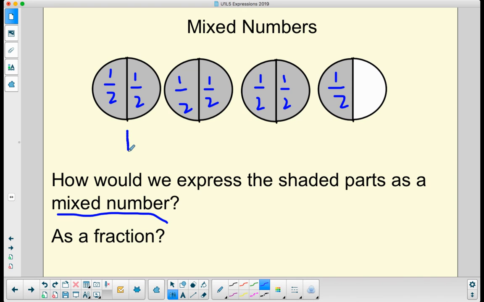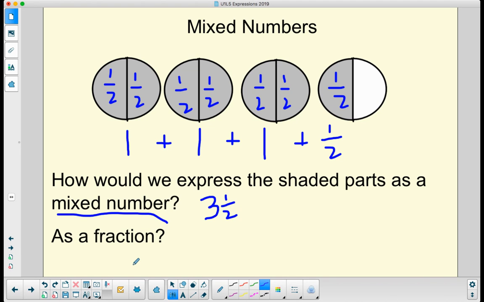Here's 1 whole plus 1 whole plus 1 whole. So our wholes are going to be 1 plus 1 plus 1, or 3, plus our fraction left over is 1/2. So we have 3 in our wholes, and 1/2 would be our mixed number.